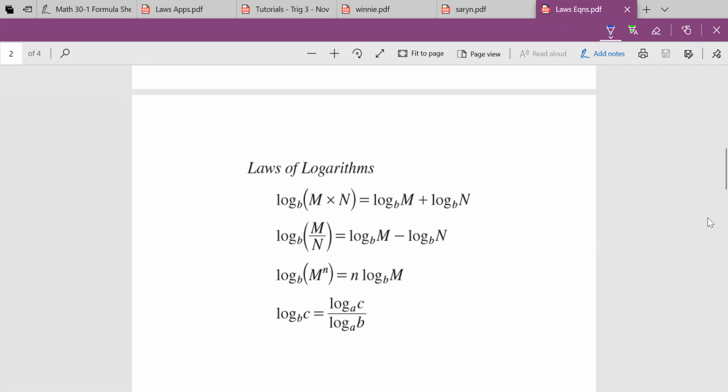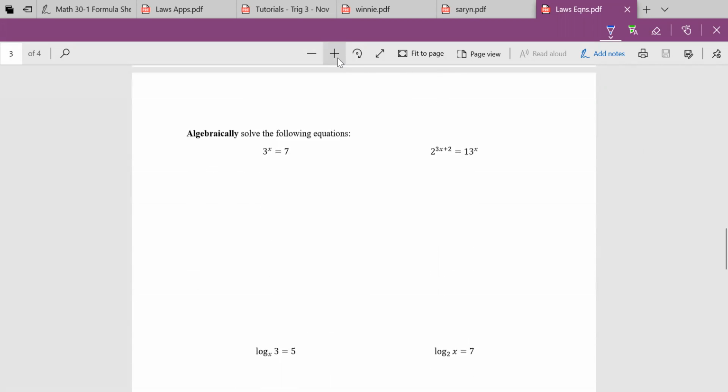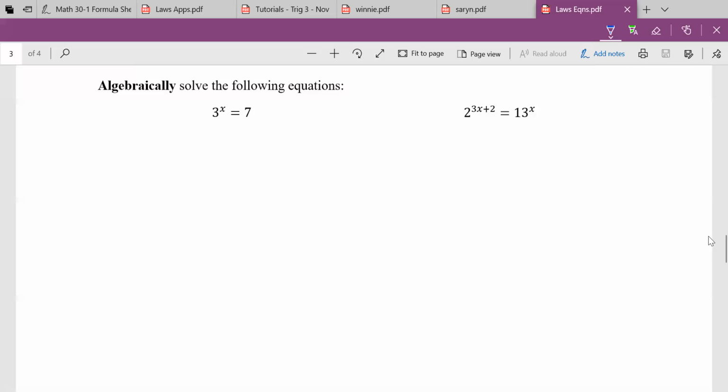The second thing I want you to think about is these are equations, so I can always check my work graphically on any of these questions. But let's solve these algebraically.